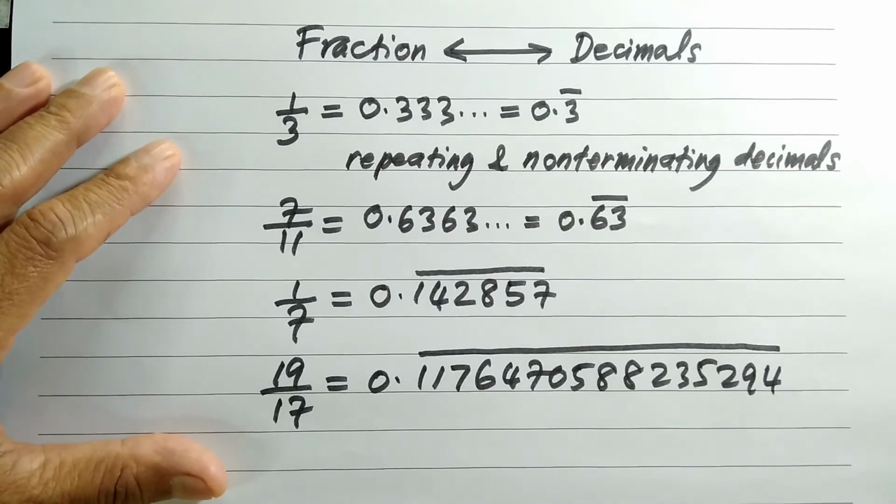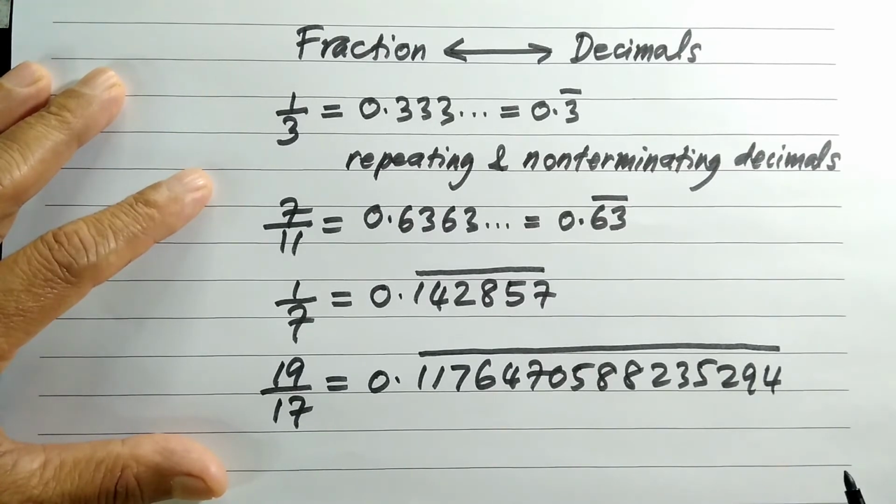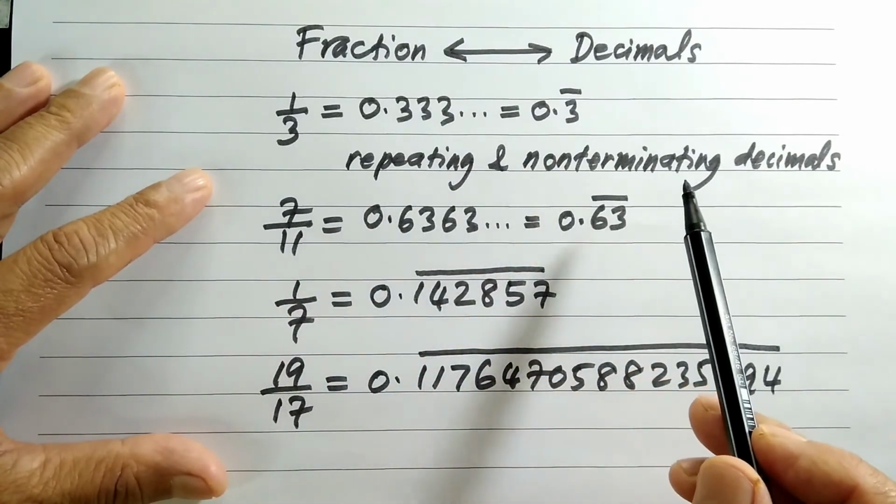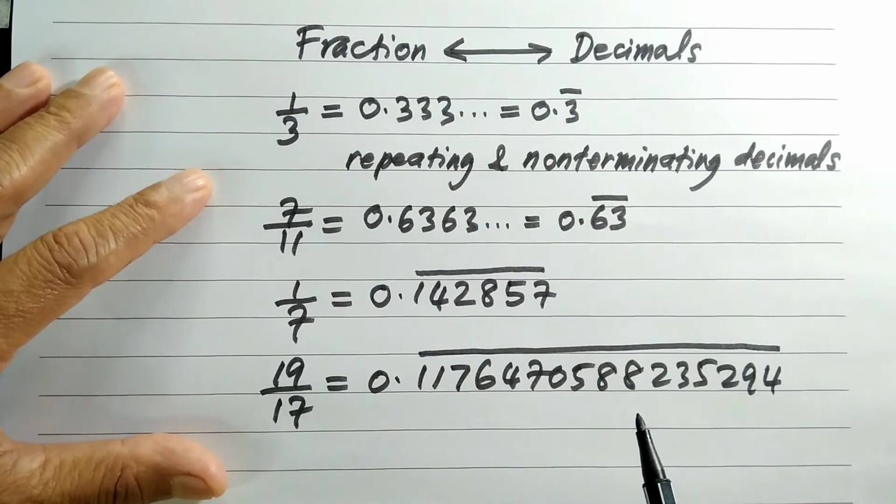This is the first category of decimals that represent a rational number. That is, the number must be repeating and non-terminating. Then we see that it is also a rational number.